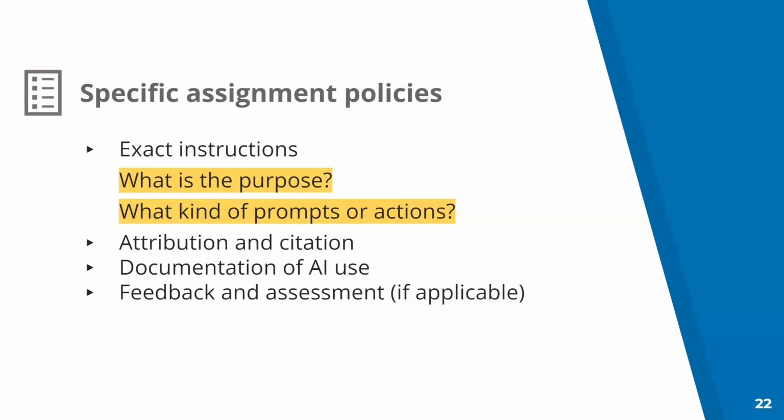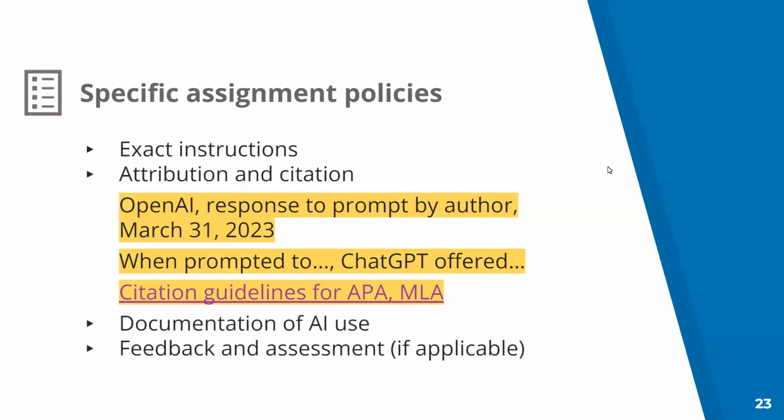The next one is attribution and citation. This first one, if you use OpenAI or ChatGPT, you use the particular tool, describe that it was a response to a prompt you put in and the date it happened. Or a difference might be if you want to describe in general what the prompt generally said. All of the style guides already have citation guidelines, so you're not going in blind for that.